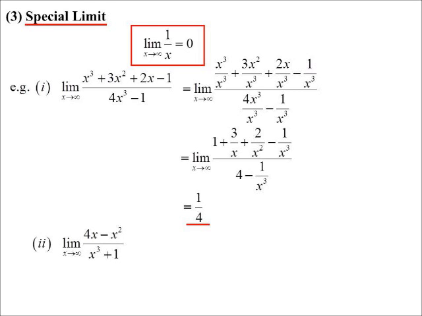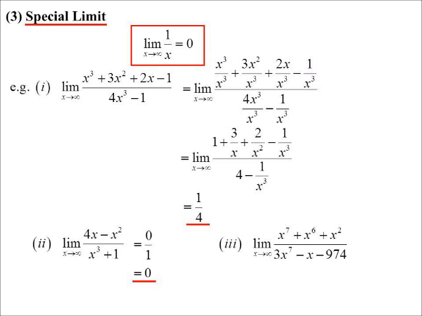So if I have 4x minus x squared on x cubed plus 1, I'm going to ignore everything except the highest power. And so I end up with 0 on x cubed, which would be 0. 0 is on the top of the fraction, so it would end up being 0 on 1, because the coefficient of x cubed is 1. So 0.